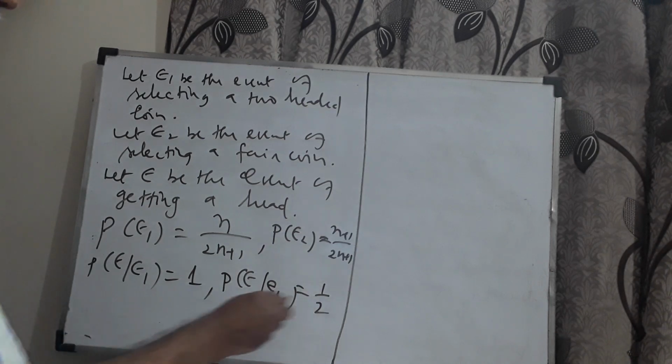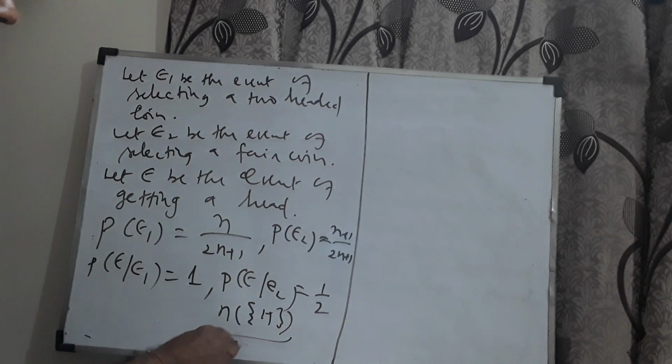In any fair coin, it is n of h divided by n of h comma t. This is the application. That is why I get it to be 1 by 2.